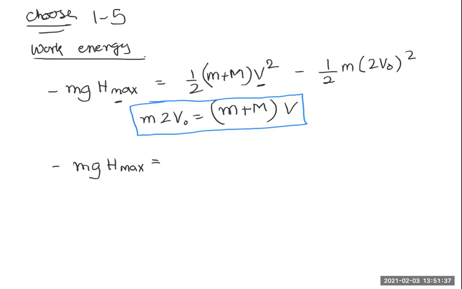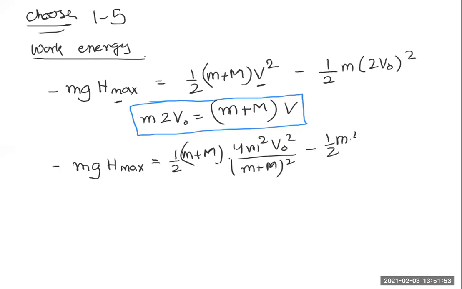Is equal to half (M + m) into v square, and again I'll just put in 4m square v naught square upon (m + M) whole square, minus half m into 4v naught square. Right. And just like before, let's put in all the values.